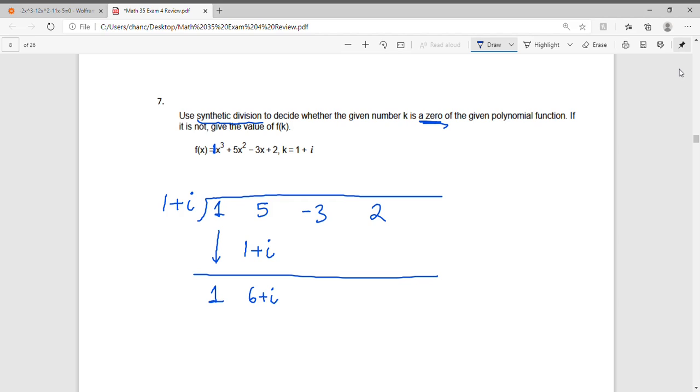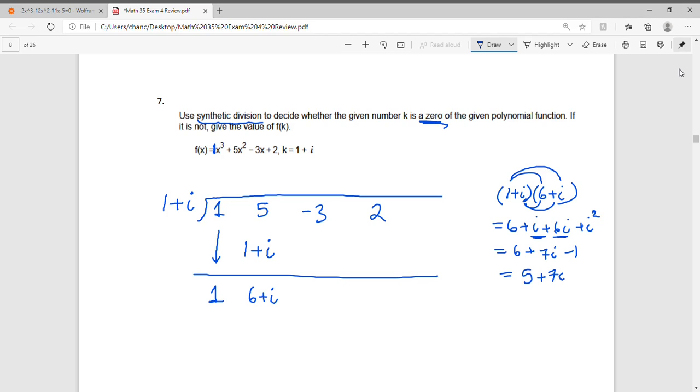Now I'll need to multiply 1 plus i times 6 plus i. We'll do the scratch work on the side. 1 plus i times 6 plus i. We'll have to FOIL. 1 times 6 is 6. 1 times i is i. Then we have a 6i. And i times i is i squared. 6 plus i plus 6i is 7i, and we know i squared is equal to negative 1. This simplifies to 5 plus 7i.